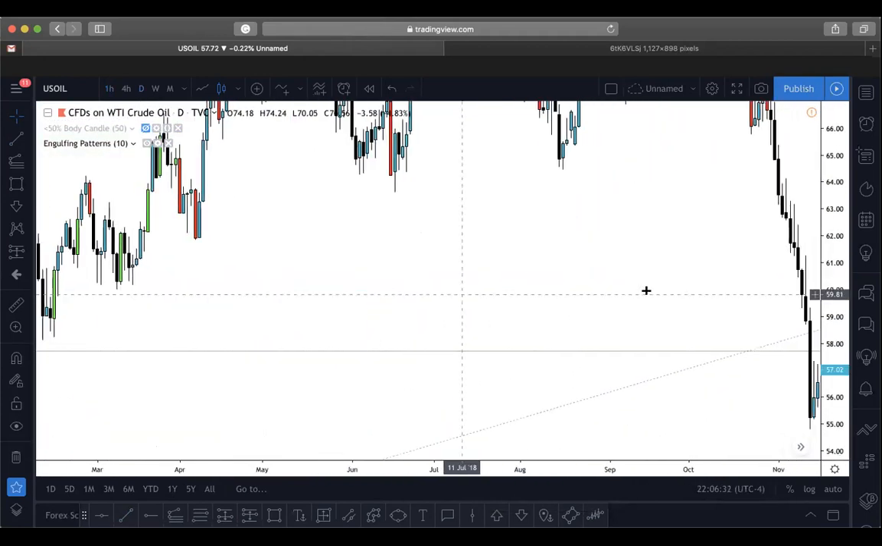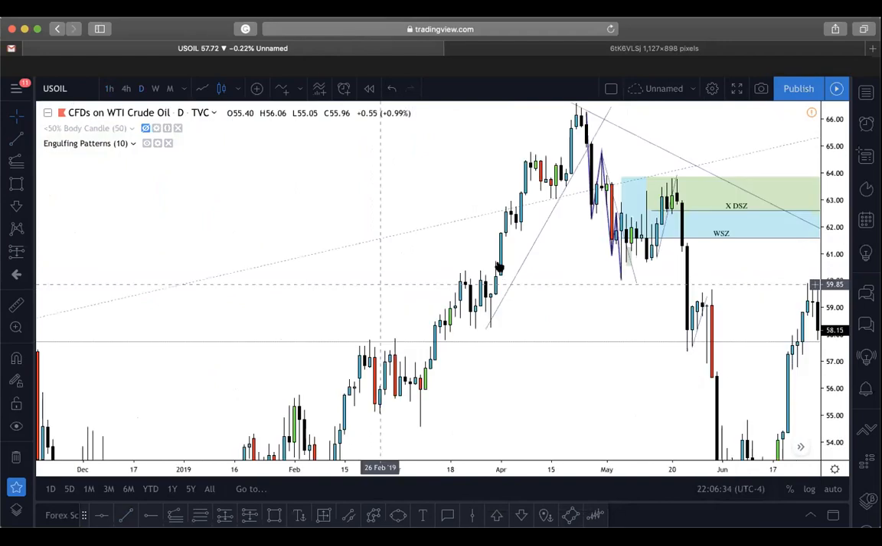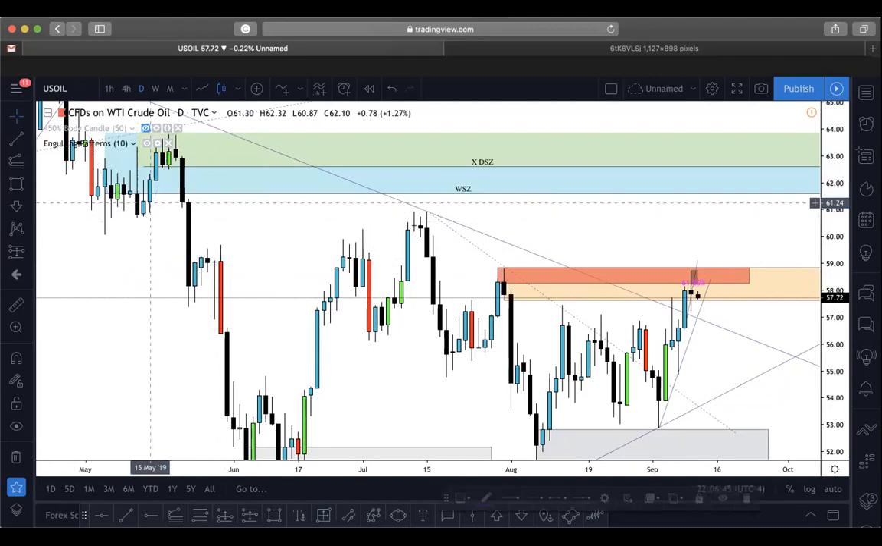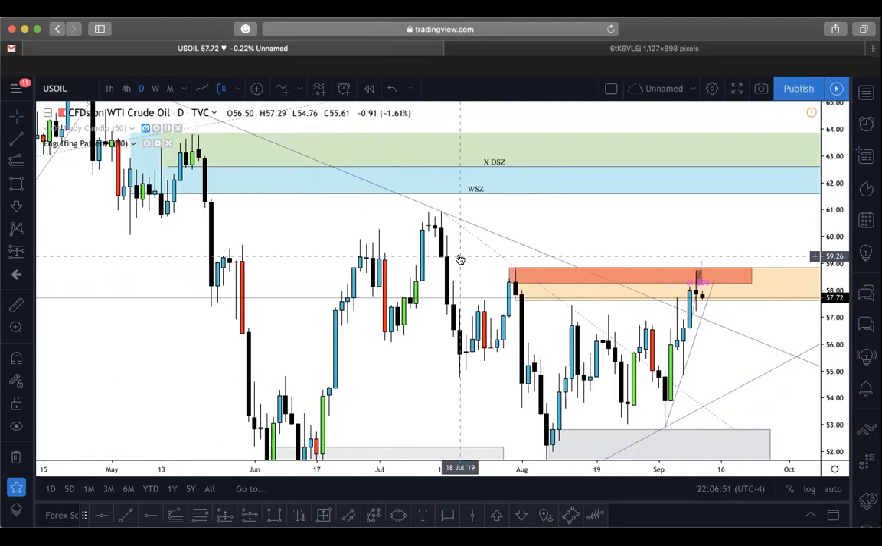Now it's better to draw your trend lines on the higher time frames, daily and 4-hour, because, like I said, patterns tend to work out more on those. The lower you go, the lower your probability.